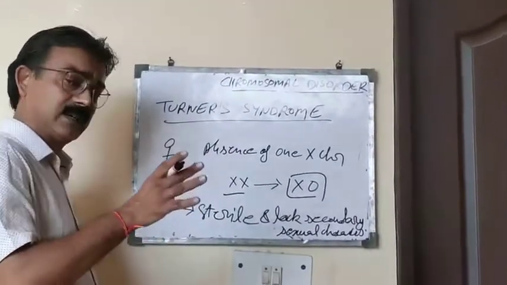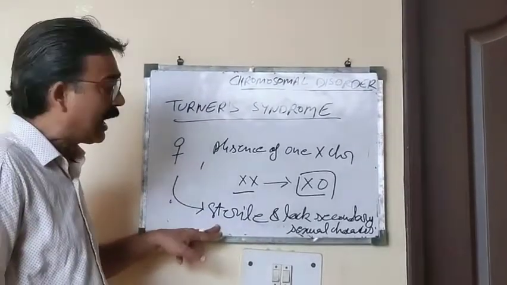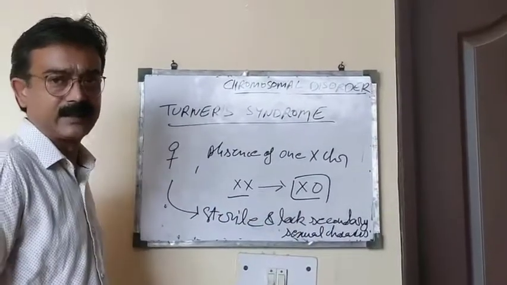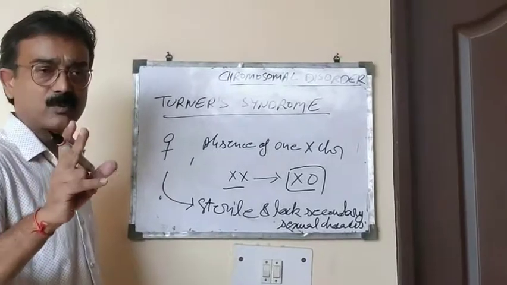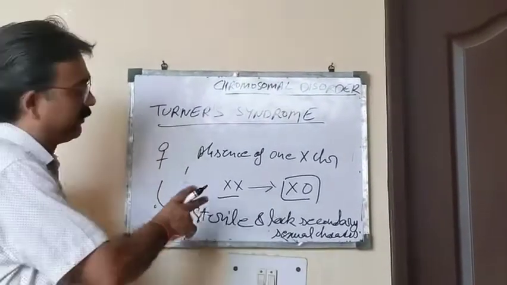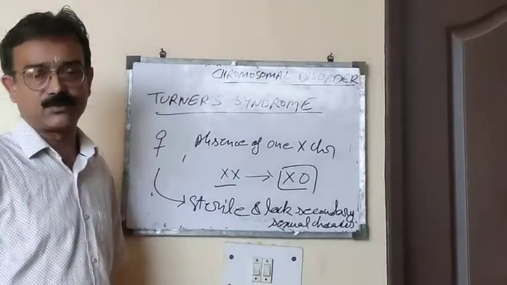If the disease takes place in the female body, then they are sterile and they lack secondary sexual characters because of the lack of one X chromosome. So it affects the feminine features. Hence, the female body becomes sterile and lacks secondary sexual characters.